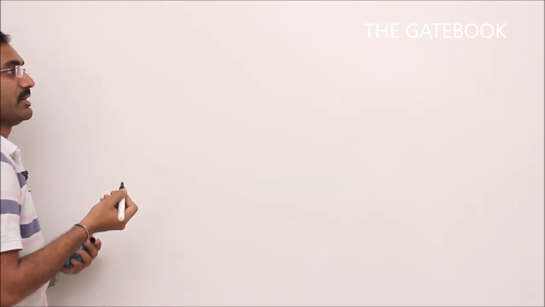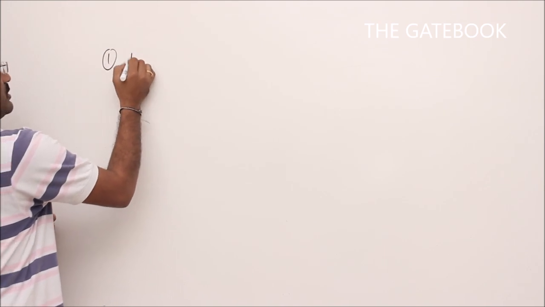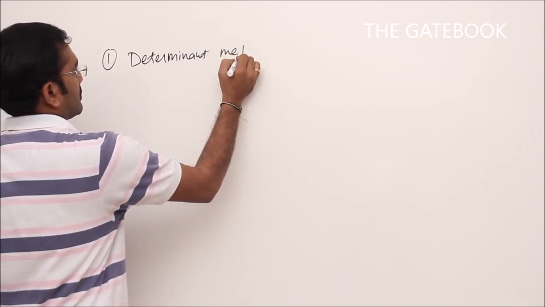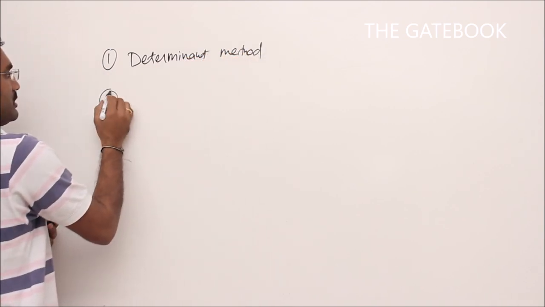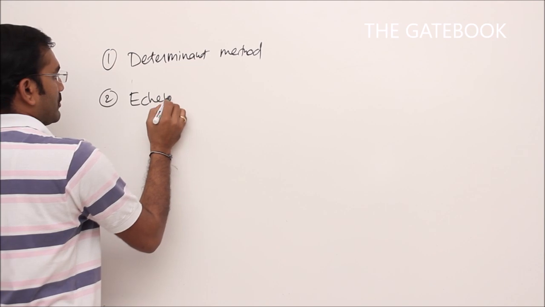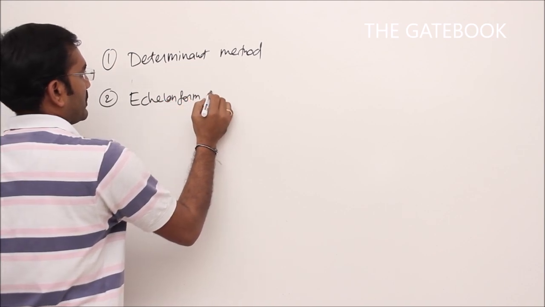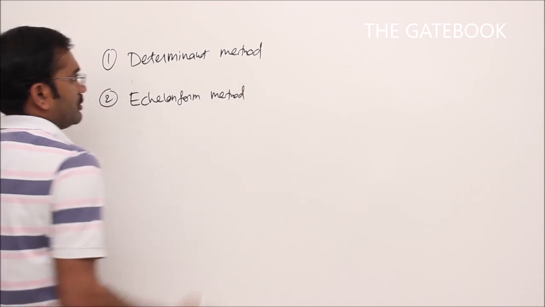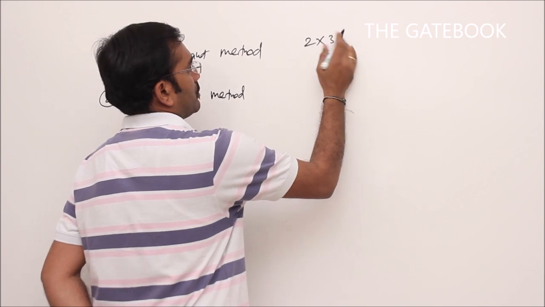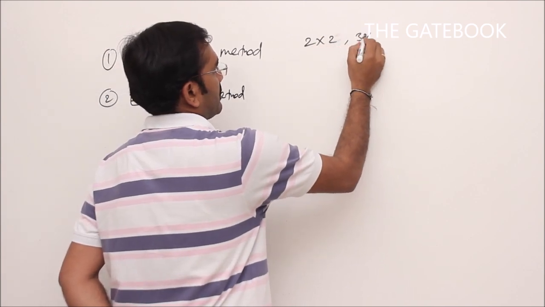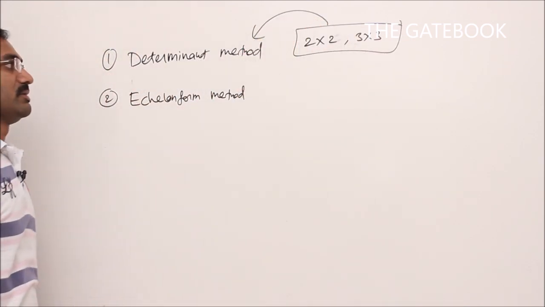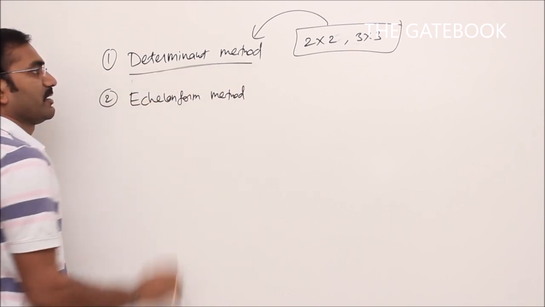We have two methods to find the rank of a matrix. First one, the determinant method. Second one, the echelon form method. Whenever the given matrix is of order 2 by 2 or 3 by 3, it is better to go for the determinant method. We can apply the determinant method very easily to find the rank of that matrix.